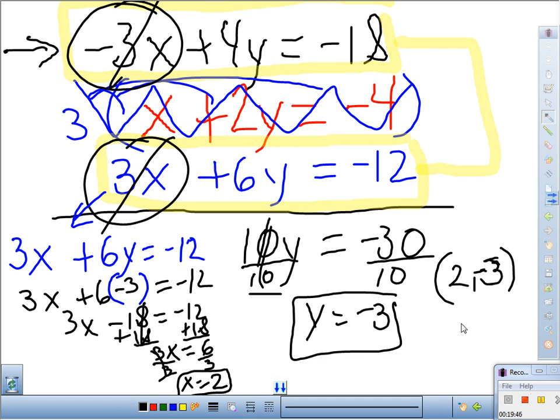Yes? Piece of cake? Now, in the home plate, wasn't it asking you to check? Do we know how to check? Okay, for those of you that forgot, you take your two equations and you substitute these two values, one for x, one for y, and see if it's true. You guys remember that? Okay, good.